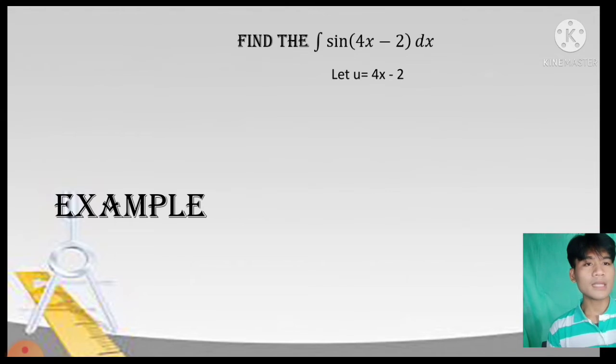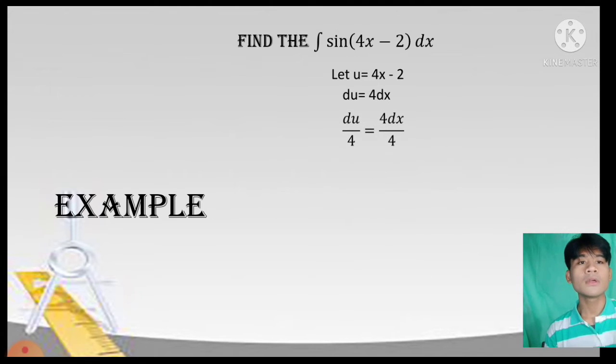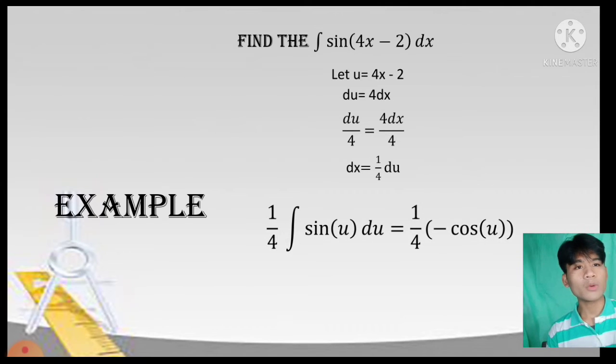So in this case, we let u be 4x minus 2 and we let du be 4dx, since the derivative of 4x minus 2 is 4dx. And if we solve for dx, we come up with dx equals 1/4 du, or du over 4. And by that, we are able to solve the integral for this trigonometric function.